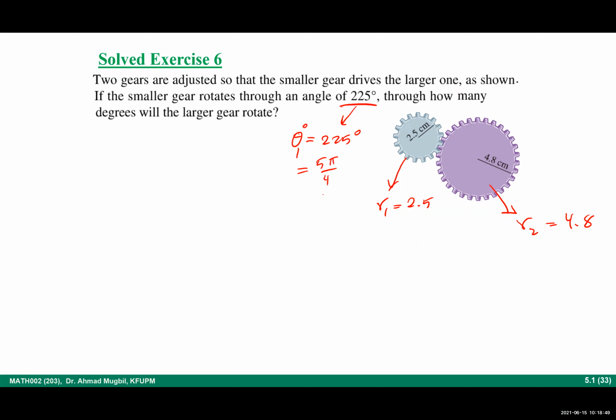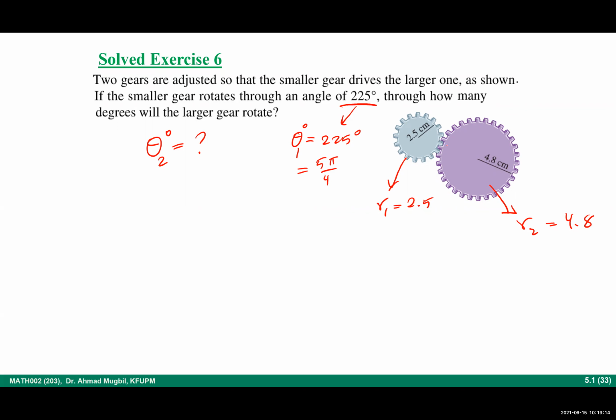Okay. Now, what is the question? Through how many degrees? The question is, what is theta 2? In degrees also. What is this in degrees? Okay. How to do that, Isra? This is a very important trick. Divide by 180 and multiply by pi.